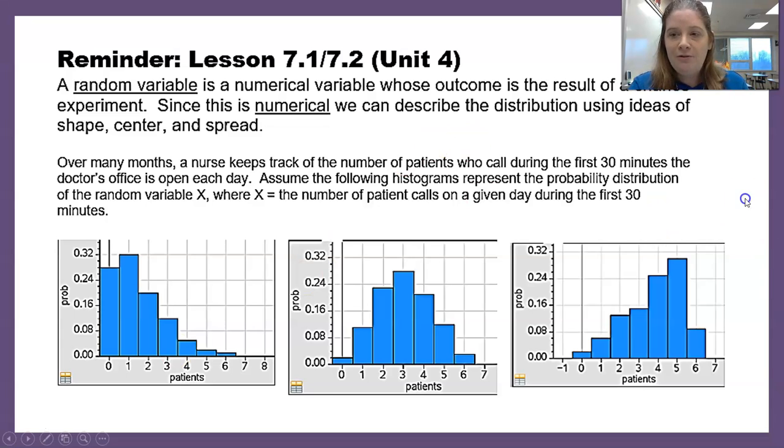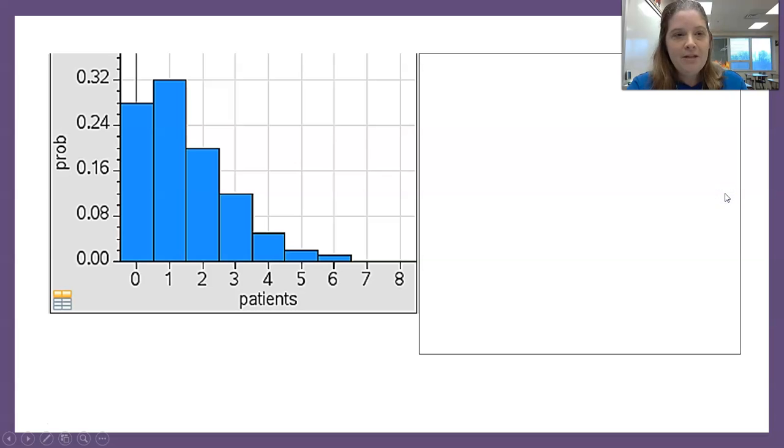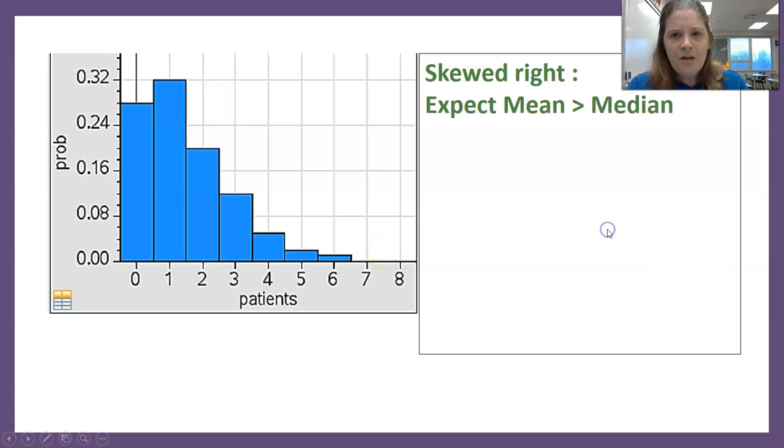All right, so on this first one, if I was to look at this and first talk about the shape, it's definitely going to be skewed to the right. Looks like it's unimodal. It's got a peak at about one patient. It's trickling off to the right side. It has more bars on the right of the peak. And we would expect then that our mean would be larger than our median because the mean is going to follow the skew and be a bigger number.